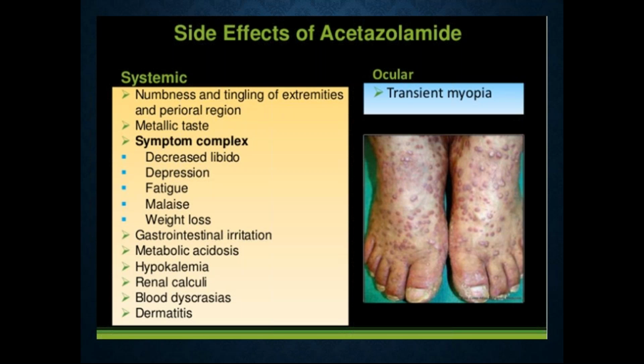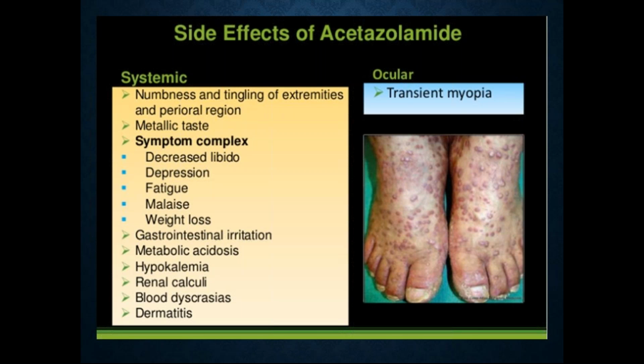To compensate that, we ask the patient to take coconut water if he or she is not diabetic, and banana. Okay, so the symptom complex will be there. There is decreased libido, depression, fatigue, malaise, and weight loss. Gastrointestinal irritation will be there. Sometimes patients will vomit after taking Diamox.